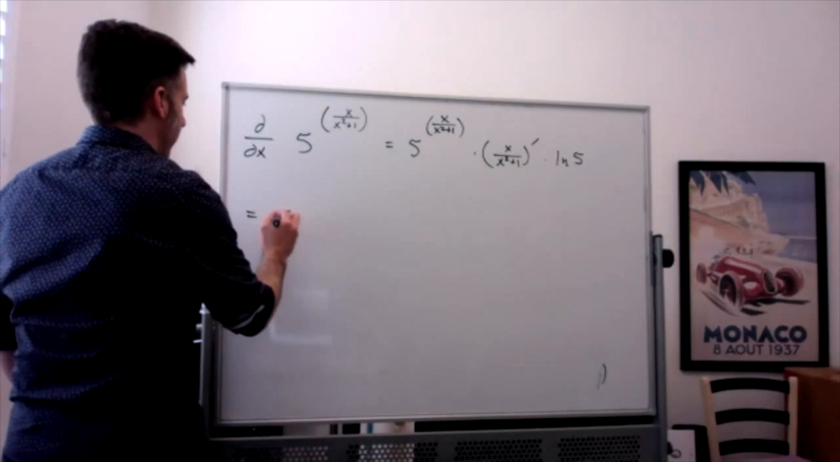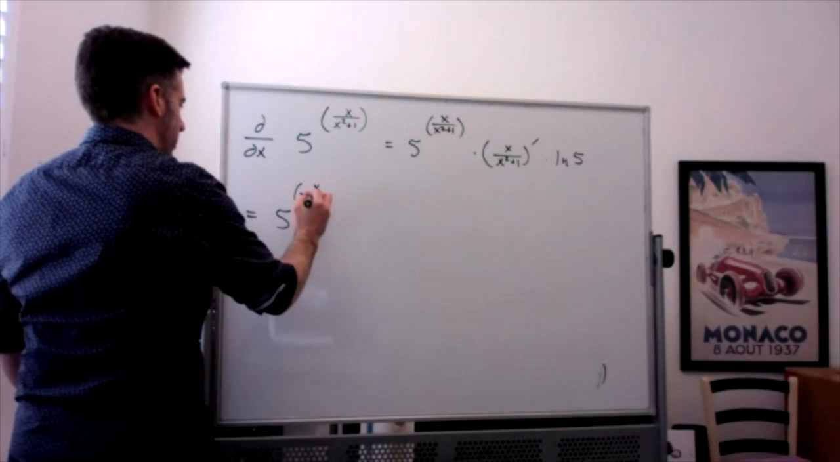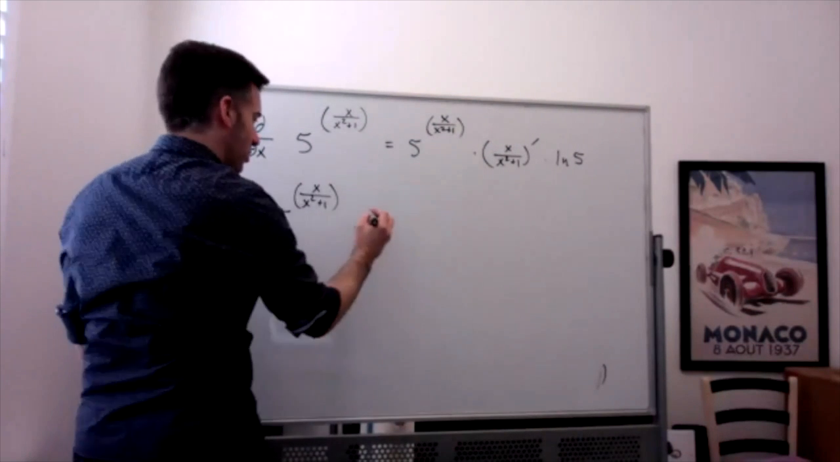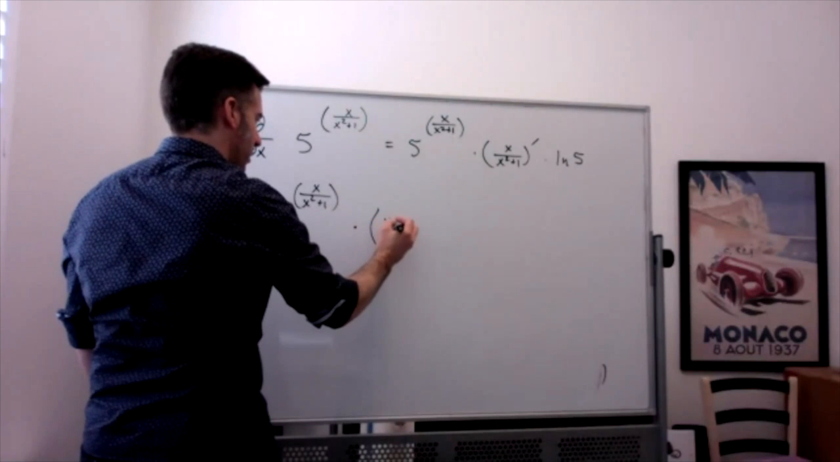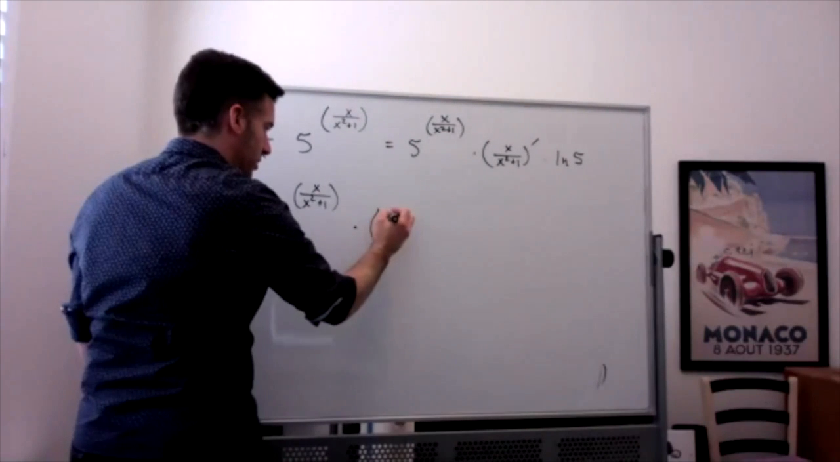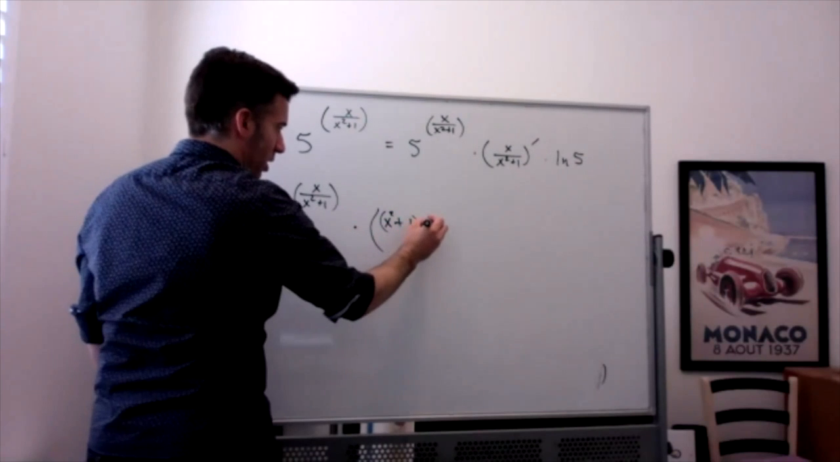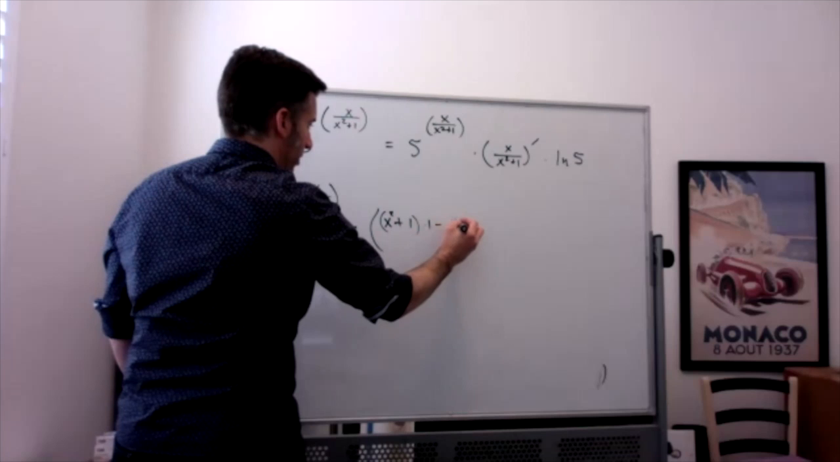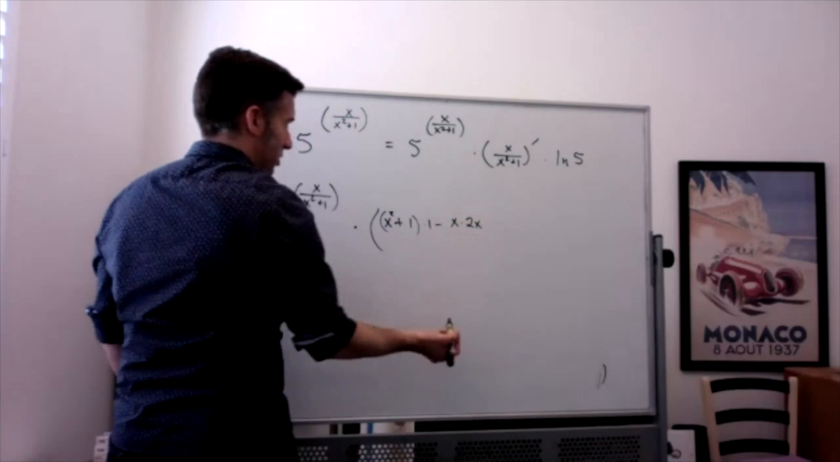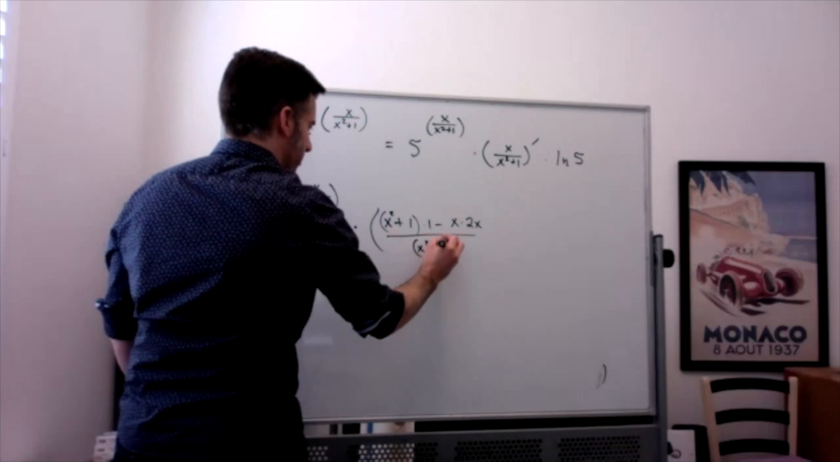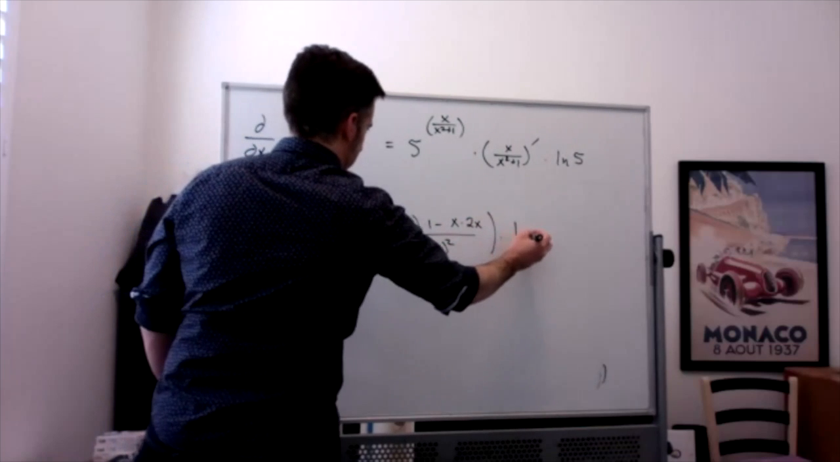So this is going to be 5 to the x over x squared plus 1. Differentiate this using the quotient rule. So it's going to be the bottom, x squared plus 1, times the derivative of the top, which is 1, minus the top times the derivative of the bottom, which is 2x, all over the bottom squared, all times the natural log.